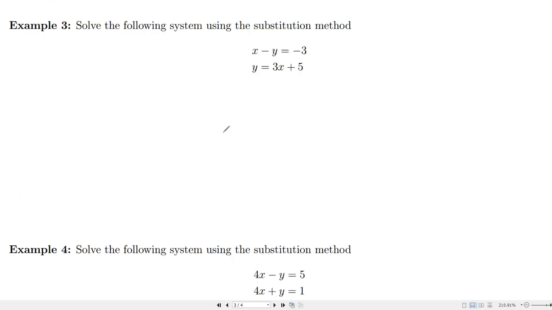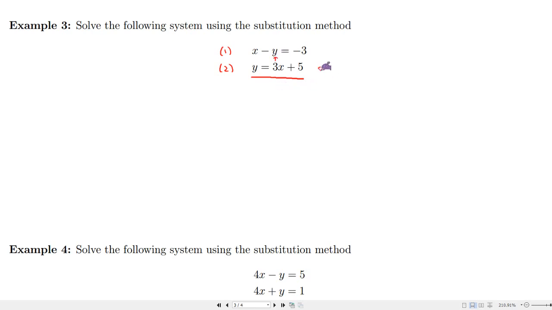So now we're just going to continue using substitution and elimination methods and see if we can solve the following. So solve the following system using the substitution method. So remember, with substitution, you're going to have two equations. You solve for one of the variables and substitute it into the other one. Well, look at the second equation here. If I call this equation 1 and equation 2, I already have y solved for. So why don't we just substitute this into equation 1?